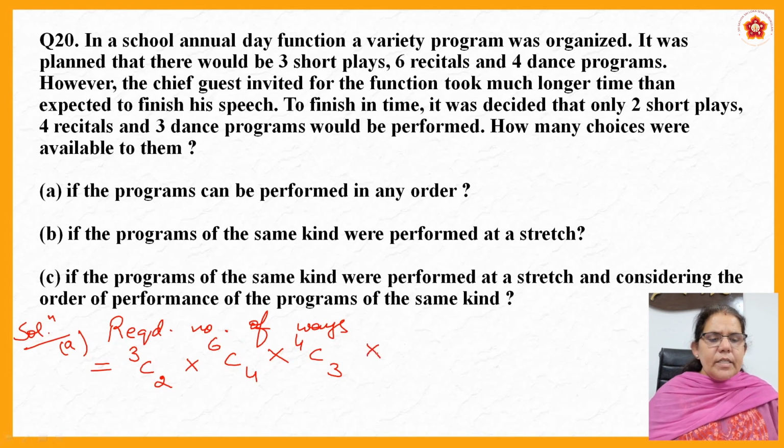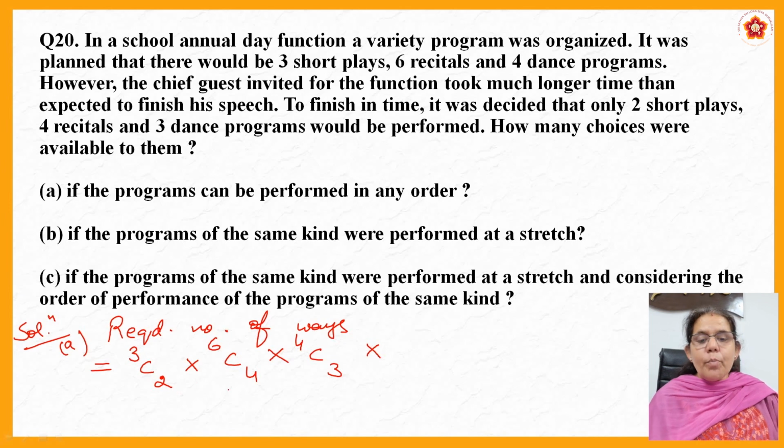Any program can be taken first, so sequence does not matter. First let us see how many total number of programs they are performing. They are performing 2 short plays, 4 recitals, and 3 dance programs. So 2 plus 4 plus 3 is 9. These 9 programs can be performed in any order.